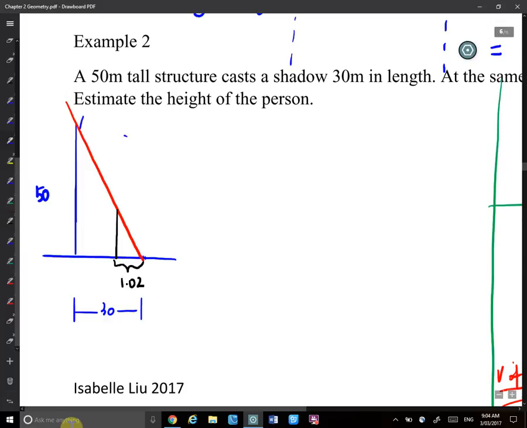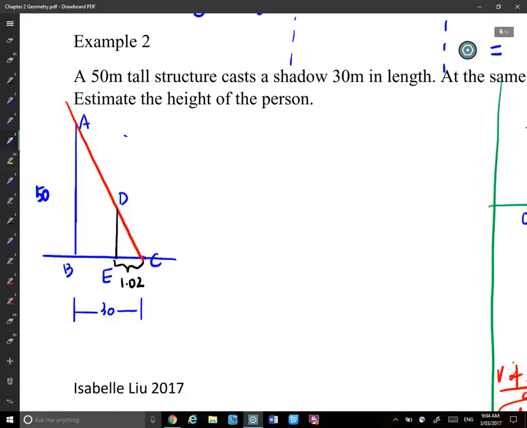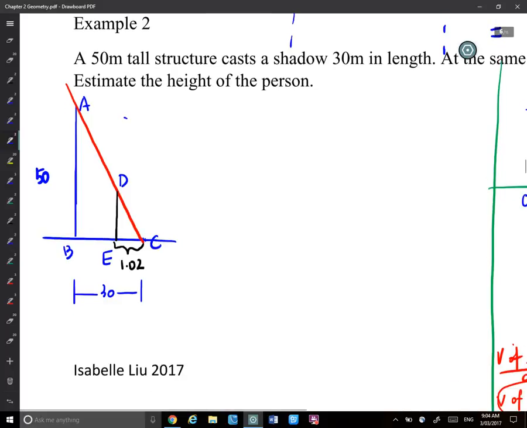Let's give all those points a name: A, B, C, D, E. So I can see two triangles, ABC and DEC. I know the length of BC and EC, and I also know AB. I want to work out DE.